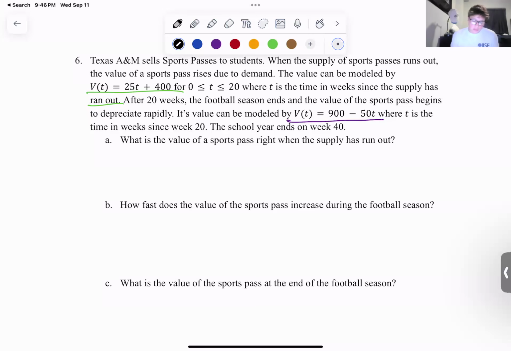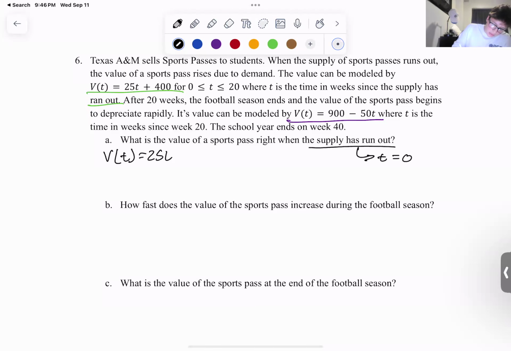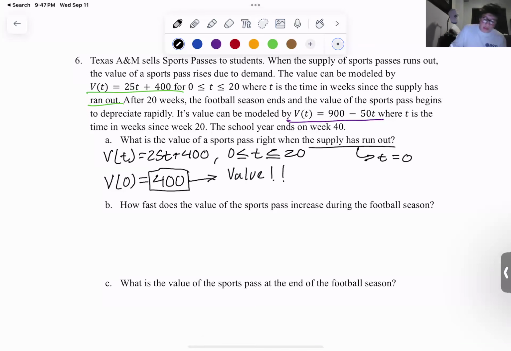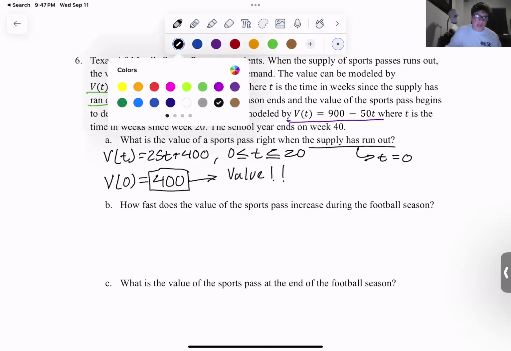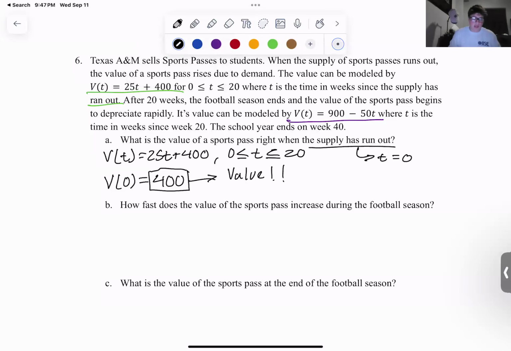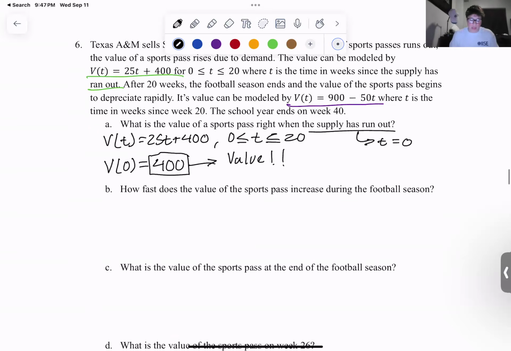Okay, what is the value of a sports pass right when the supply has run out? Well, when the supply has run out, that's t equals 0, and V of t equals 25t plus 400 is the function we use when t is equal to 0 and in between 0 and 20. So all we're going to do is plug in 0 into that, and that's going to be 400. So that's the value, right? Right when the supply runs out, they're selling the sports passes for $400. So like the moment it runs out, that's the price of them.